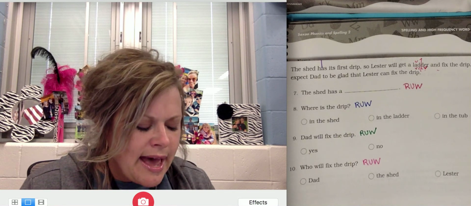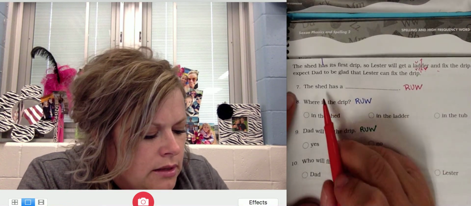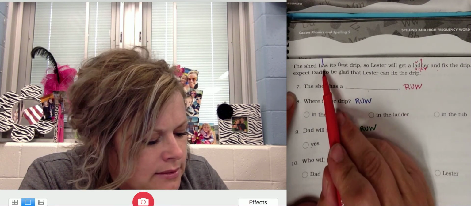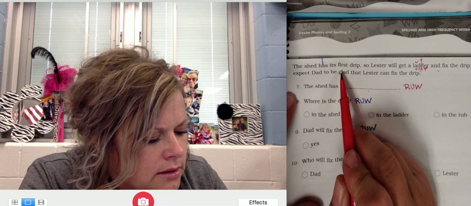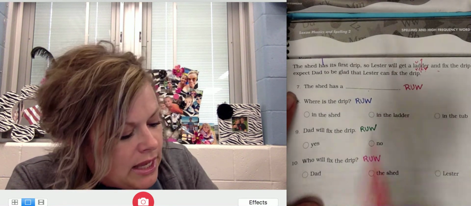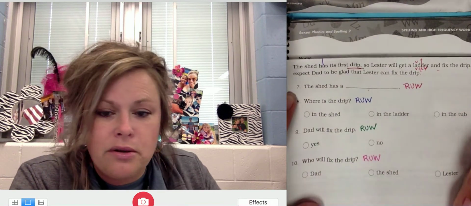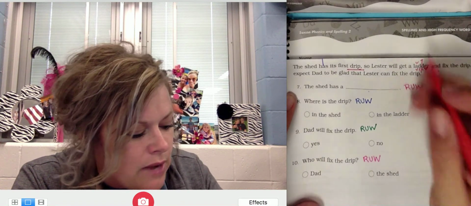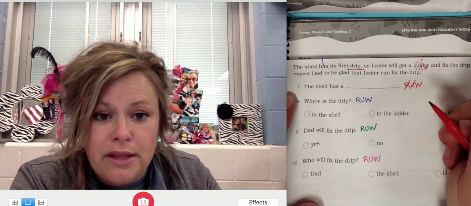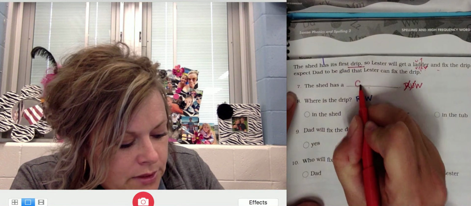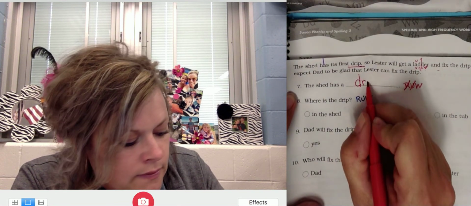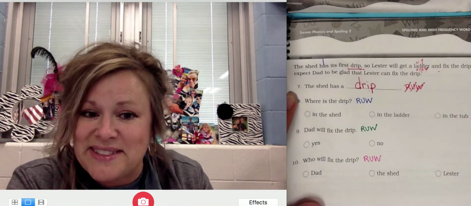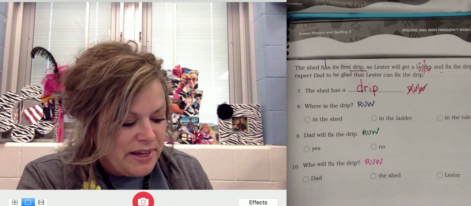So the shed has a blank. Has its first drip. It has a drip. I'm going to underline drip there. And whether you say first drip or you say drip, it's still correct. So I read and I underlined. Now I'm going to write the word drip on the blank. Start like a C for the D. I'm going to write it in there to complete the sentence, and I'm going to cross out my W because I wrote the answer. All right, number 8.